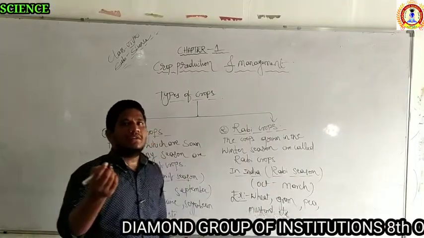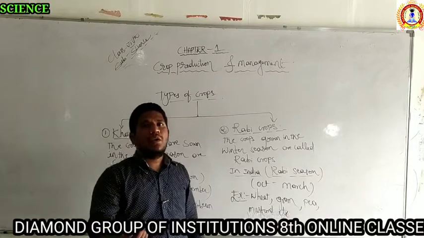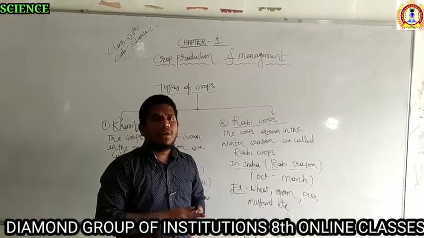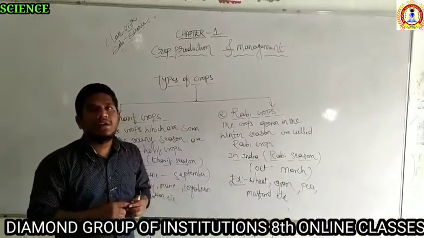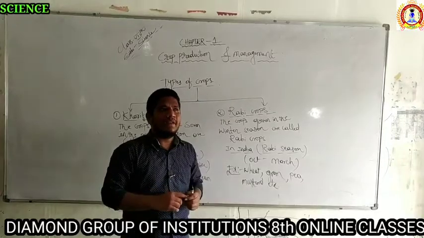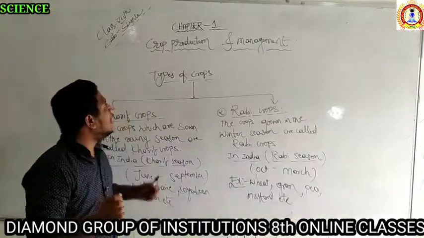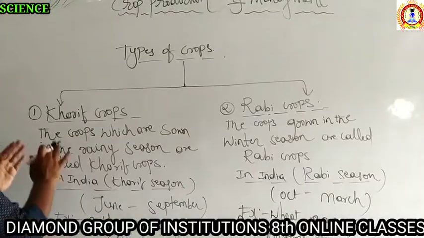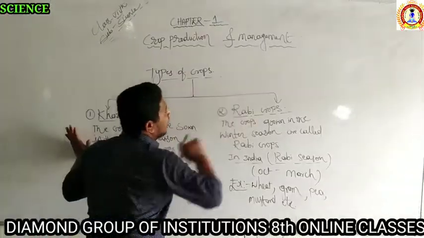So we've discussed the definition of what is a crop and what is meant by agriculture, right? So what is the meaning of a crop? A crop is nothing but the same kind of plants grown on a large scale on the same land. That is called a crop. Now there are types of crops. There are two types of crops, known as the kharif crops and the rabi crops, right?